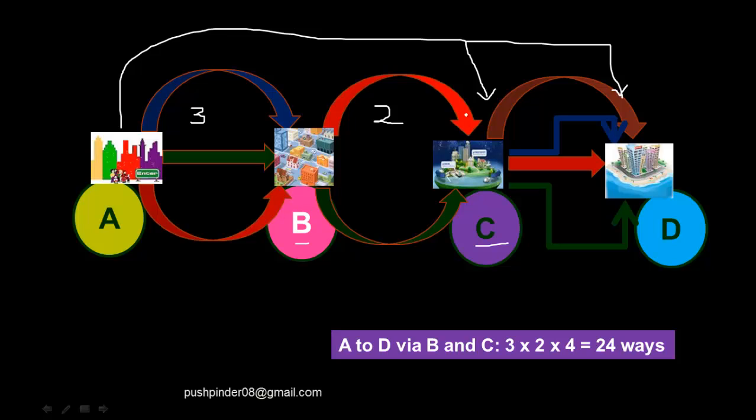Why? Because see, let's suppose we want to go from city A to city C, so 3 ways are here and 2 ways are here. Each way here is going to give us 2 ways. So 3 ways are going to give us 3 into 2, that is 6 ways. So that is how we calculate the answer. Right? So I hope everyone is understanding. Let's move forward to some complex scenarios.